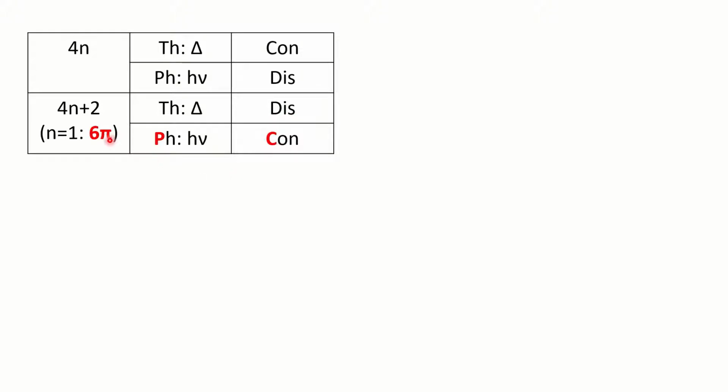Now if for a 6 pi system, which is a 4n plus 2 system, it is photochemically conrotatory, then for a 4n system, photochemically it will be the opposite, disrotatory. And if it is photochemically disrotatory for a 4n system, then under thermal condition it is the opposite, conrotatory. So if you notice this behavior, and if you keep in your mind this small 6 pi PC, then it will not be tough for you to keep this selection rule in your mind.